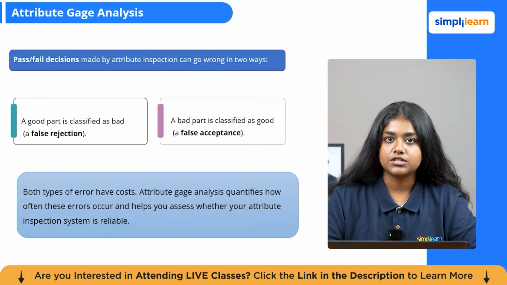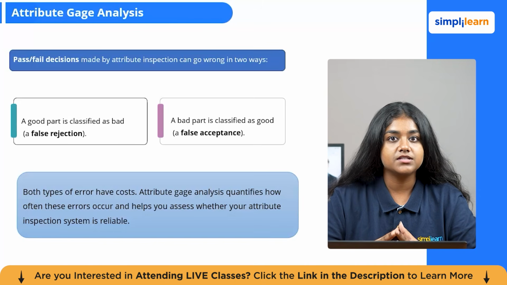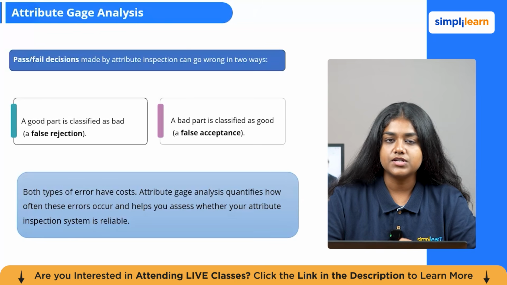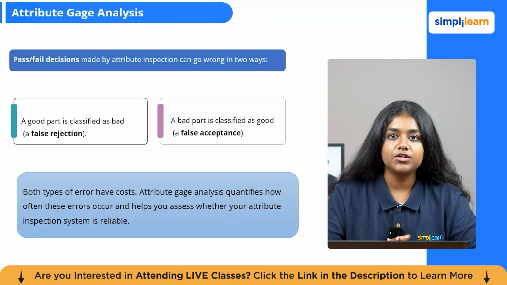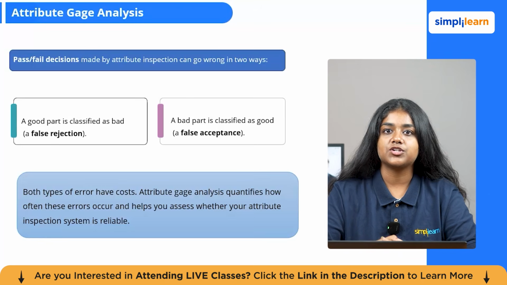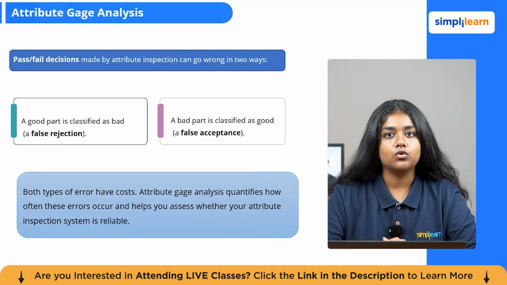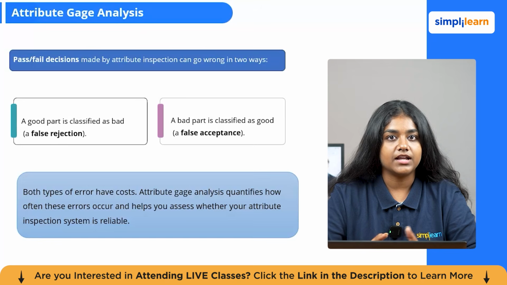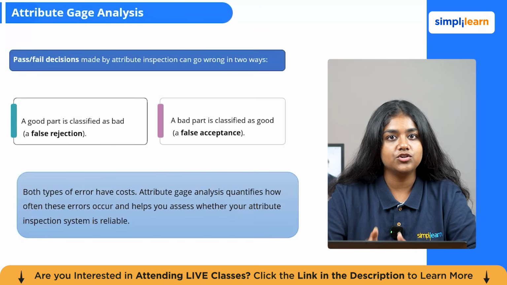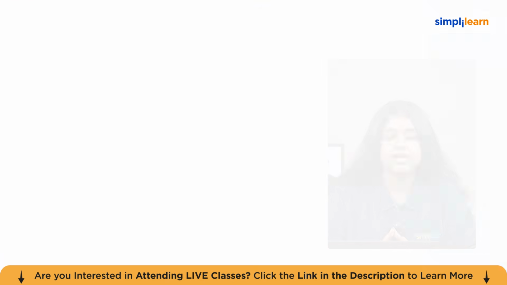Both the errors have cost. False rejection wastes good product and production resources. False acceptance allows defective product to escape. Both reduce confidence in the inspection process and can damage customer trust. Attribute gauge analysis measures how far inspectors agree with the known standard and with each other. It helps determine whether the inspection method is reliable enough for its use. The goal is to confirm that pass or fail decisions are accurate, repeatable, and reproducible. A reliable attribute inspection system correctly accepts good parts and rejects bad parts with minimal error.